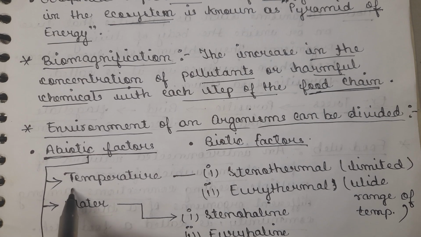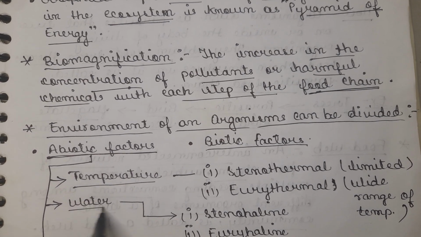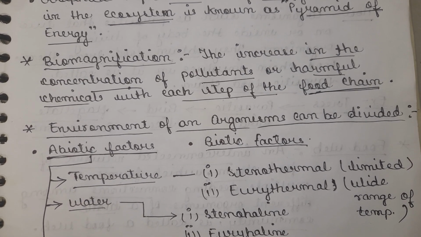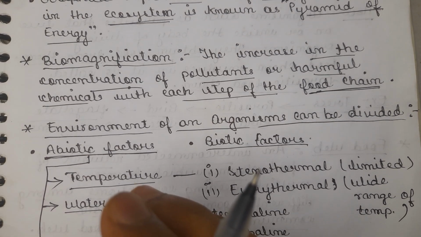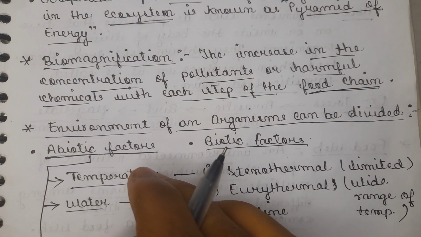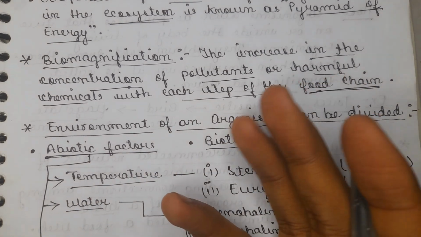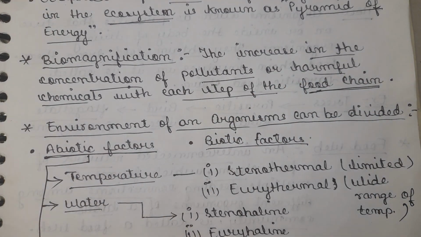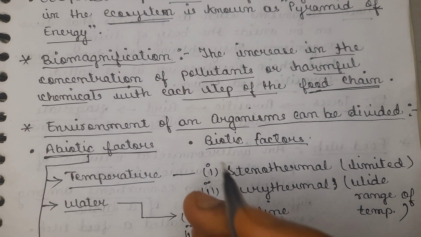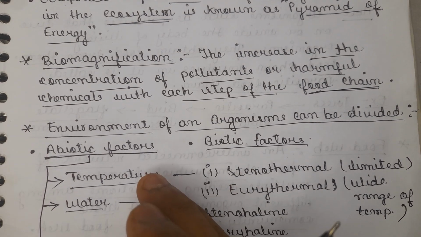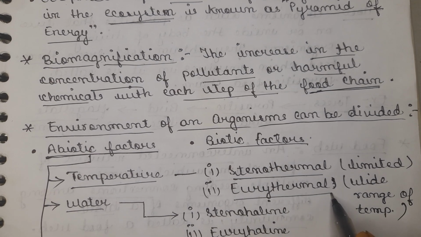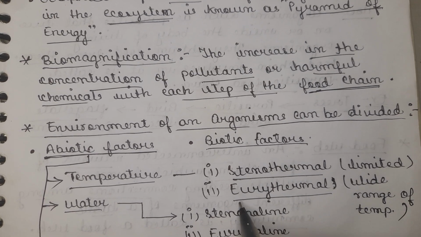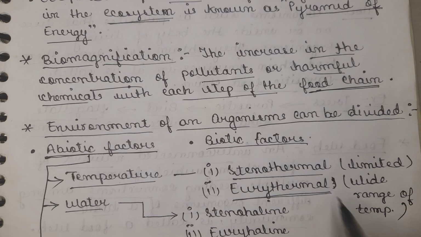That is basically divided into four types: temperature, water, soil and light. Temperature is one of the most relevant abiotic factors, since all organisms require an optimum temperature for their survival and body functioning. Depending on their ability to tolerate the temperature range, they are subdivided into two types. The first one is stenothermal and the second one is eurythermal.